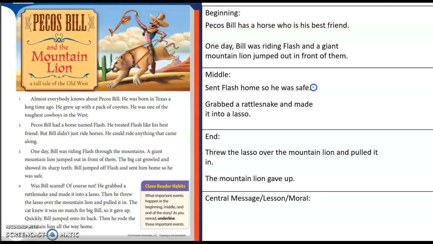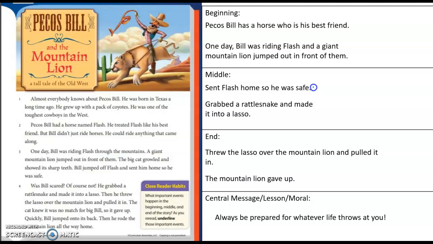Well, as I'm looking at these events, I'm noticing that Bill is really good at thinking on his feet. He was really prepared for anything that was coming. He knew what it was like out there in the West, and he was ready to solve any problem that was thrown at him. So I'm starting to think about what lesson could be learned from Bill. And I'm thinking it's important to always be prepared for whatever life throws at you. So the central message or the lesson or the moral is to always be prepared for what life throws at you.